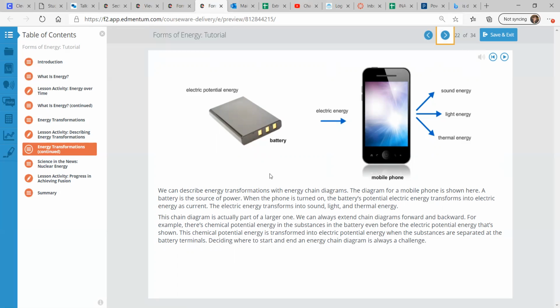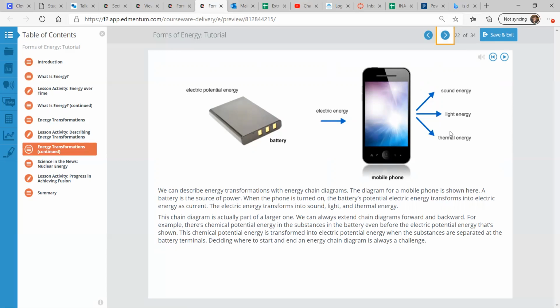When the phone is turned on, the battery's potential electric energy transforms into electric energy as current. The electric energy transforms into sound energy, light energy, and thermal energy. So when you hold your phone, it is warm at times.